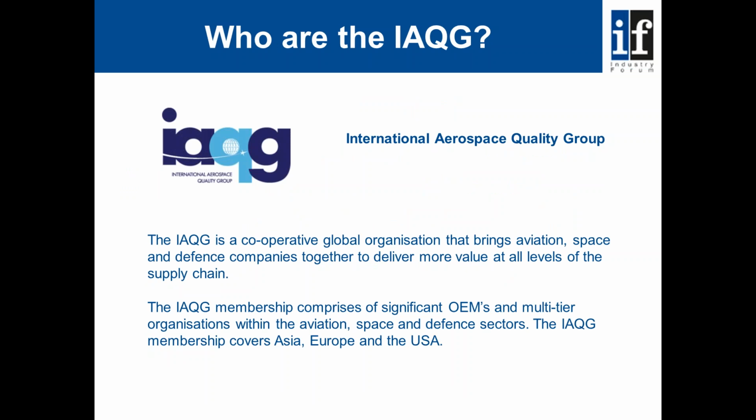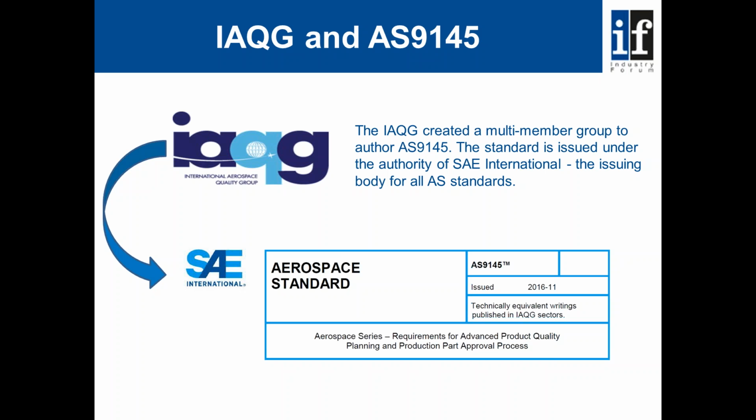It's a group of like-minded companies who are working together to try and deliver more value at all levels of the supply chain. The IAQG membership comprises significant OEMs and multi-tier organisations within the aviation, space and defence sectors, and the IAQG membership covers Asia, Europe and the USA. The IAQG created a multi-tier and multi-member group to author AS9145, and the standard is issued under the authority of SAE International, which is the issuing body for all AS standards.